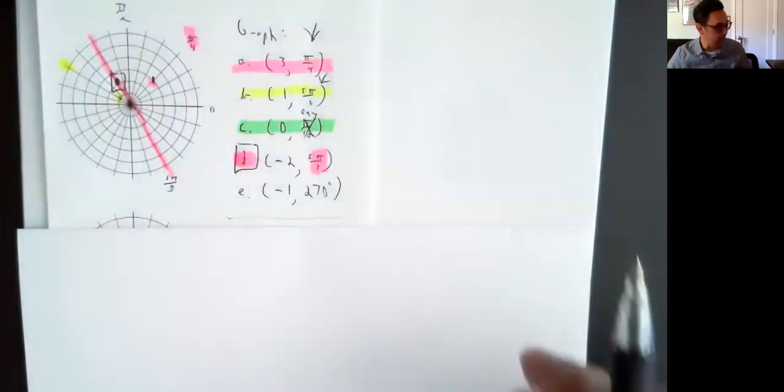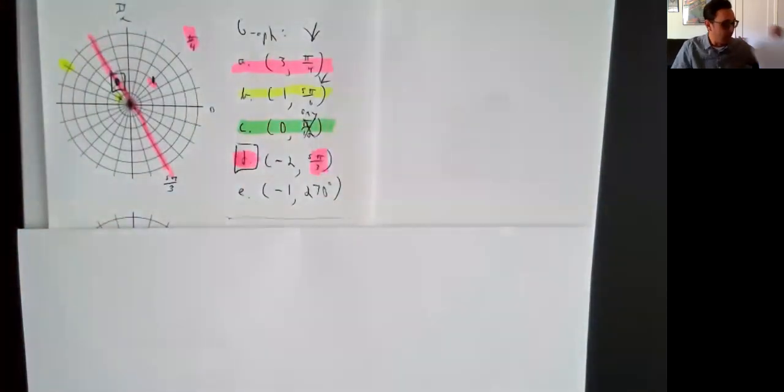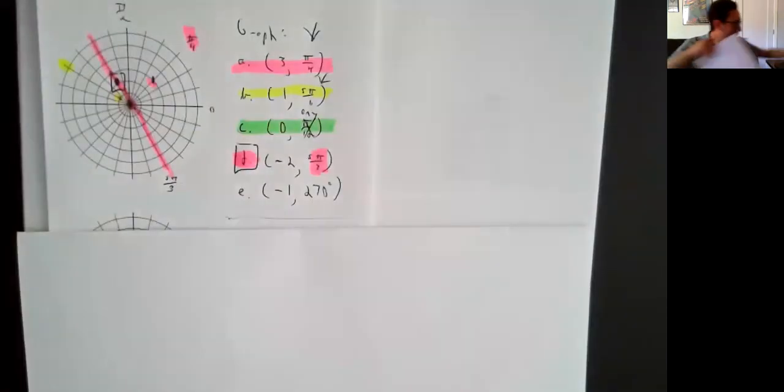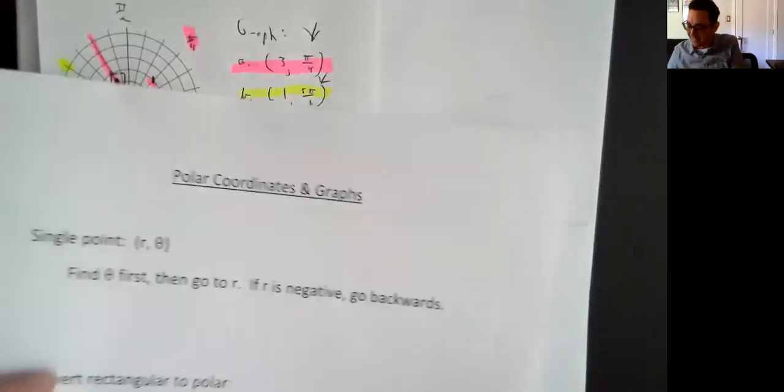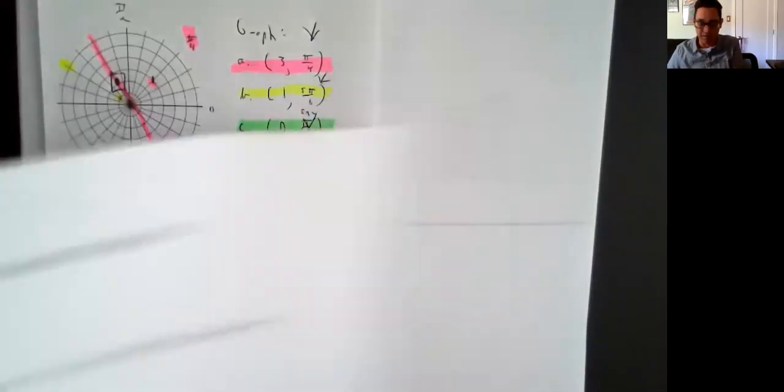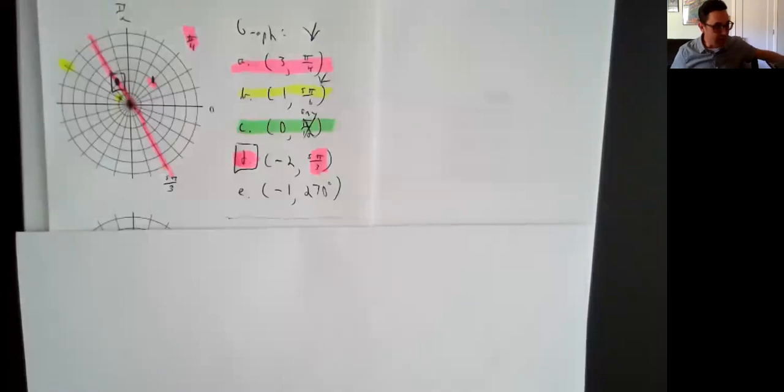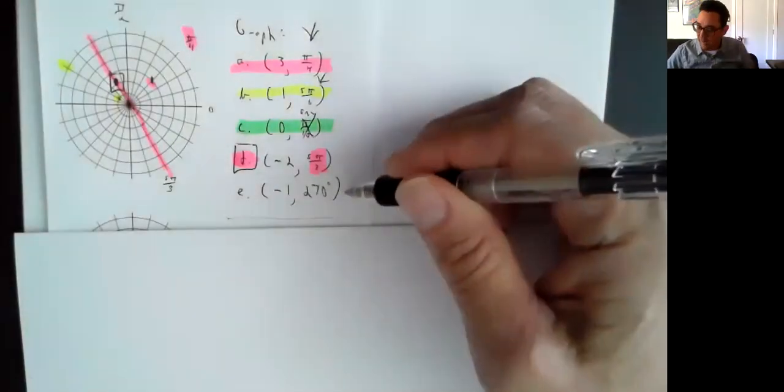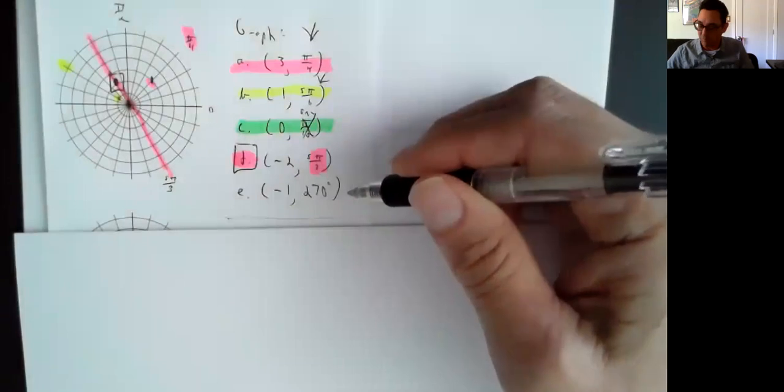So that's what we mean by the note right here, go backwards. Find the angle first and then go backwards. Now we're going to do one more.